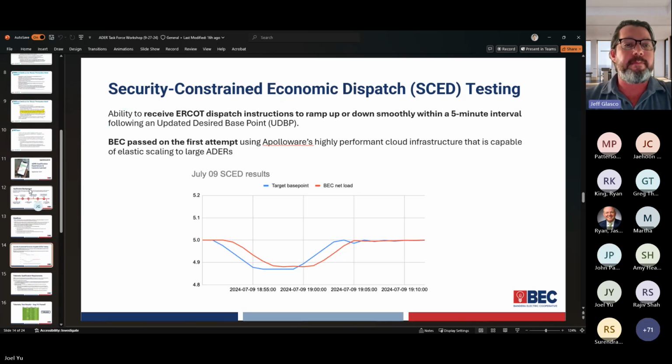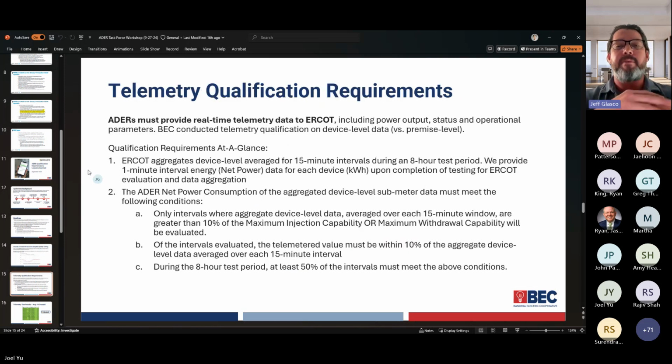Telemetry, just to recap, I think Mark hit on this actually. Essentially, we schedule an 8-hour test window with ERCOT, and in 50% of those 15-minute intervals in that window, so 4 hours of that 8-hour period, you have to discharge or charge above 10% of the maximum capacity that you have. And then you have to be within 10% of the aggregated device level data for each of those 15-minute intervals. This took a few tries, honestly, and we learned a lot.